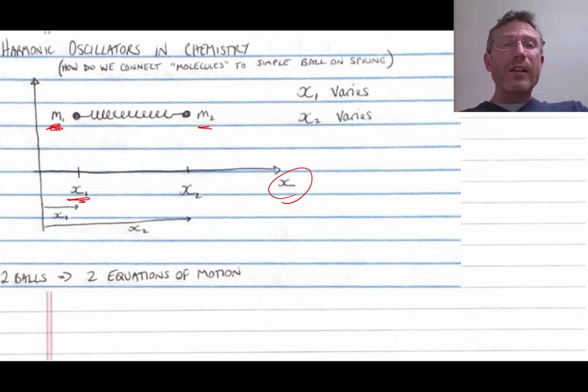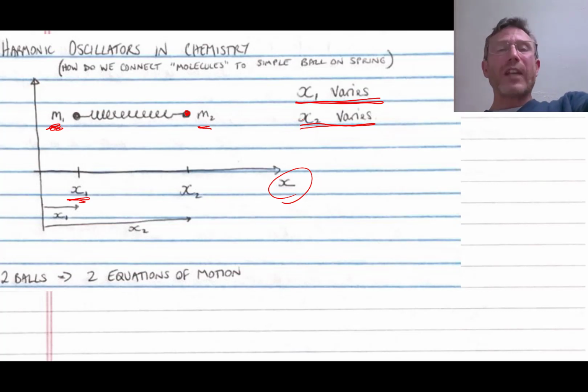And then we have a second atom in here with mass m sub 2. So these are masses m sub 1 and m sub 2. And that second mass is located at position x2. The important thing here is that these positions are going to vary. x1 is going to vary and x2 is going to vary. And we've got two balls, in other words, and we're going to have two equations of motion.